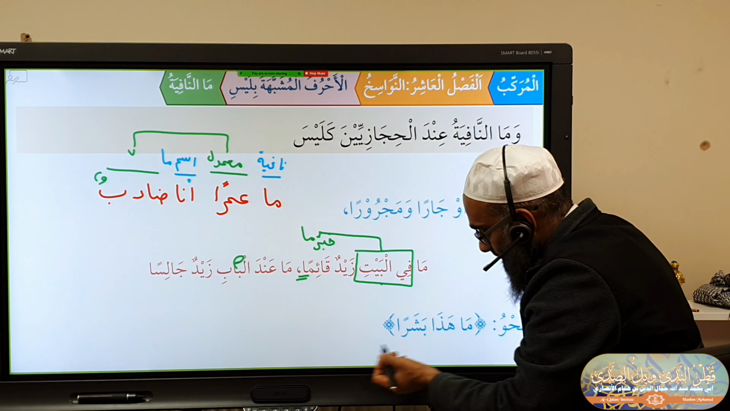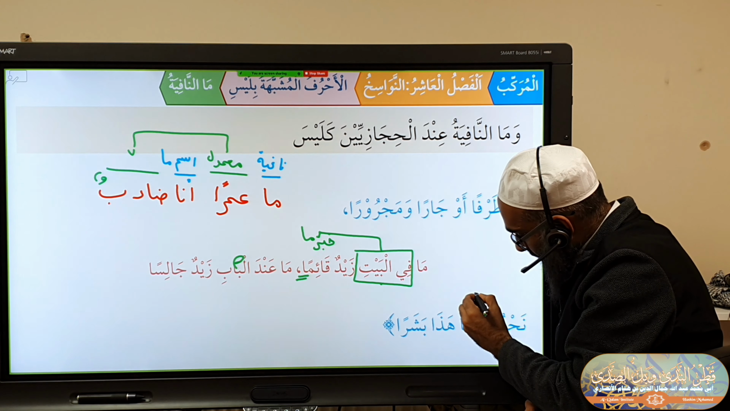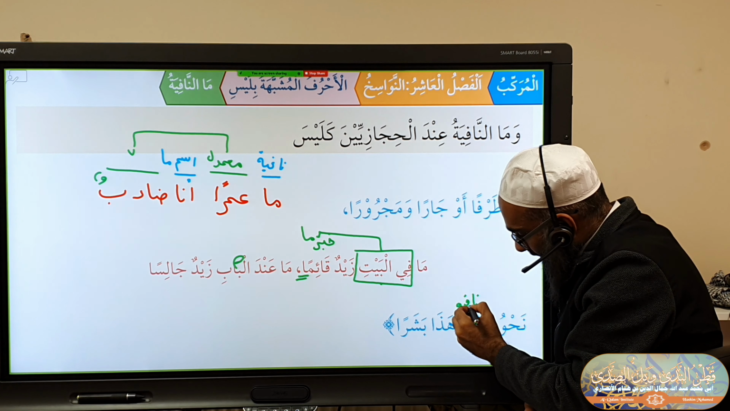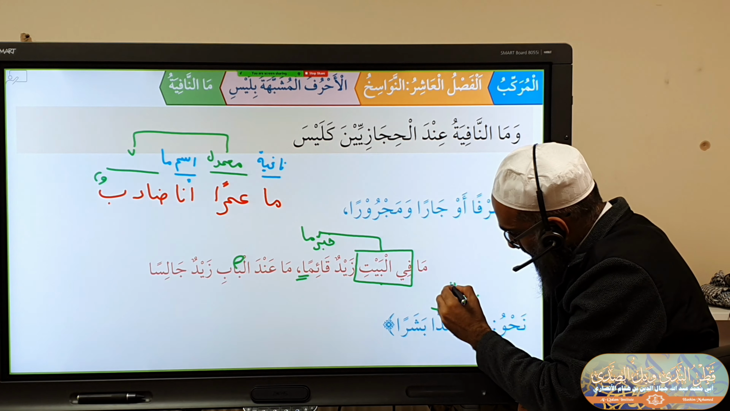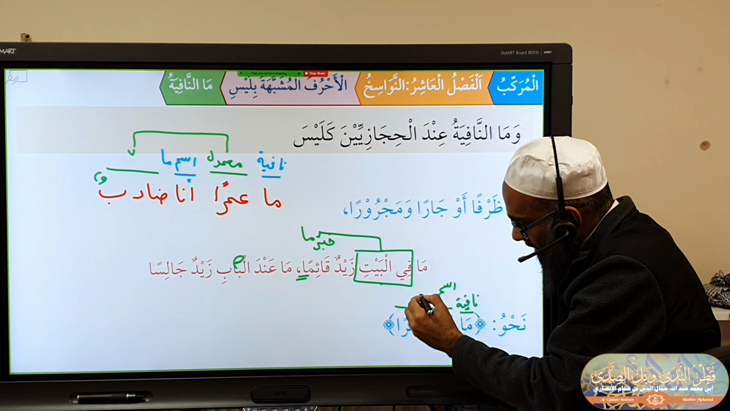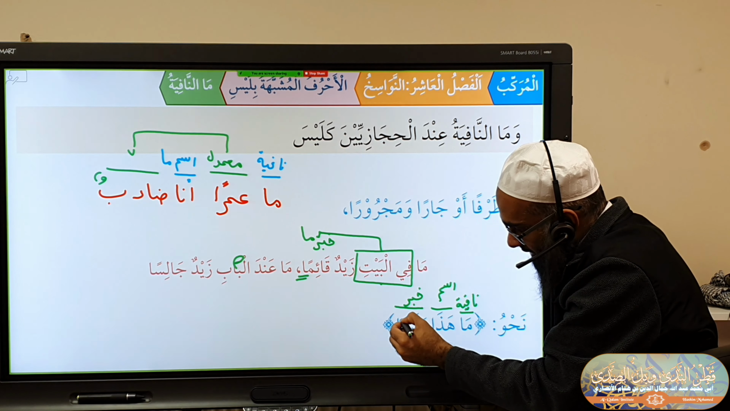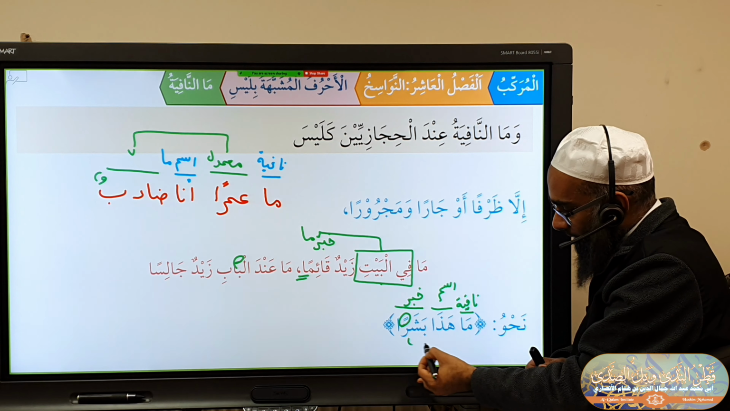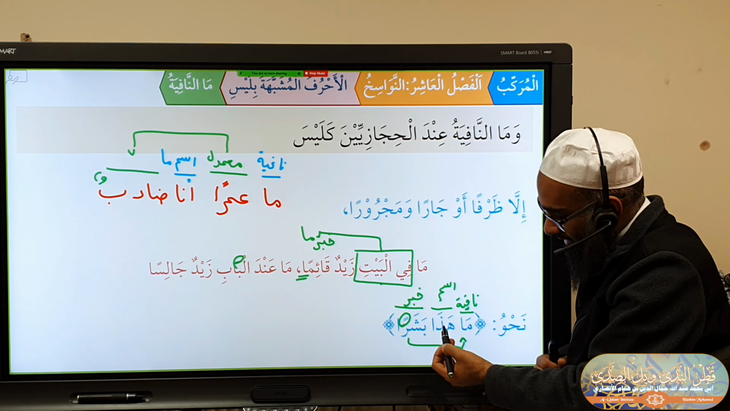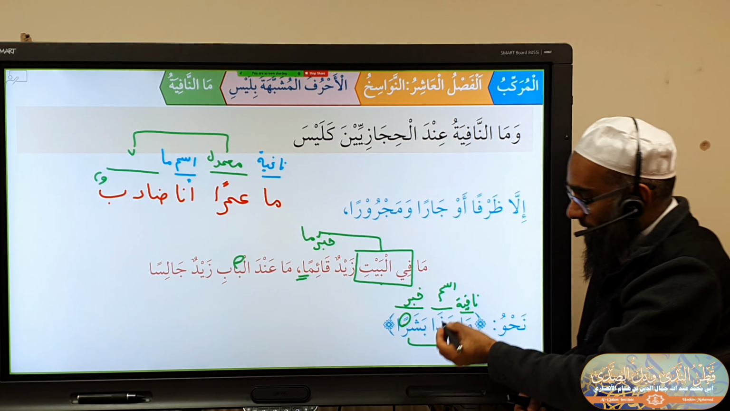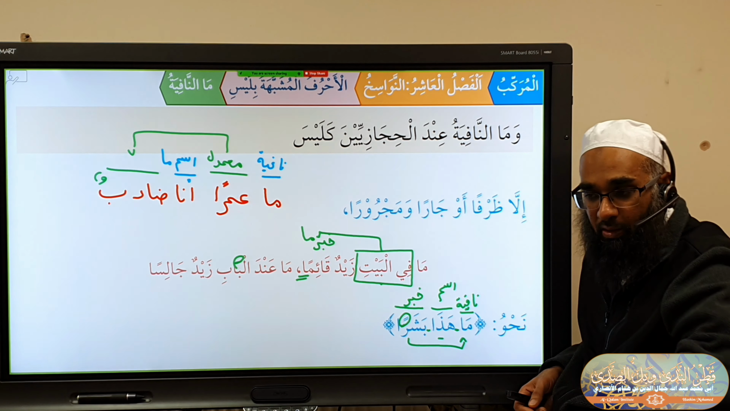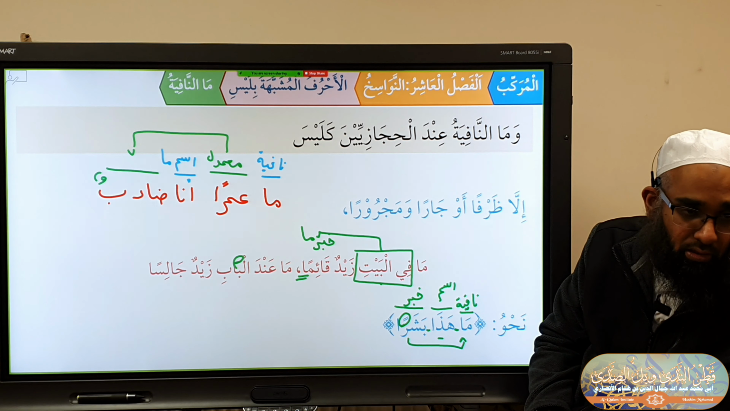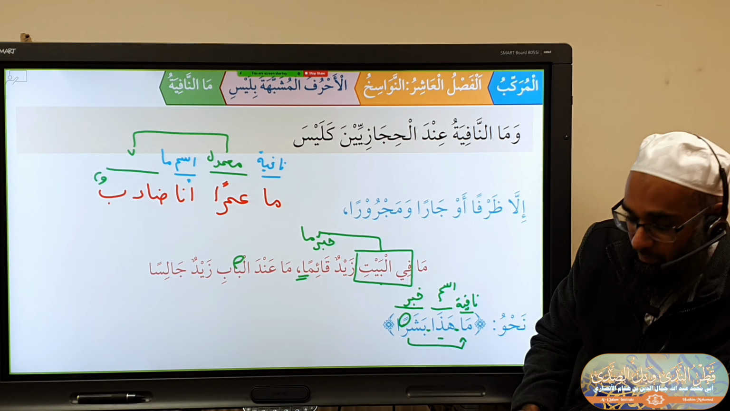Is ma doing amal here? No. Is it not doing amal? It is. Ma is nafia. Hada is what? Ism. Bashar is a khabar. And what state is it in? Mansub. Therefore it becomes ma'mul because all the conditions are being met. The ism comes first. There's nothing between ma and hada, and there's no illa before the khabar. Therefore, we can say ma hada bashara, ma zaidun qa'iman. Do you understand?